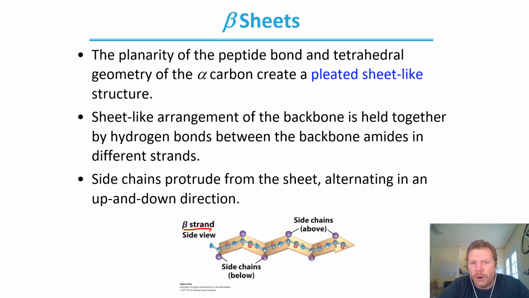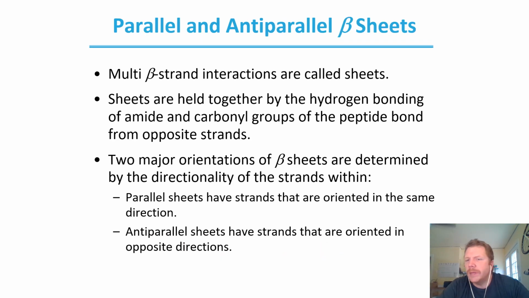Now, our groups are either going up or they're going down from one another. Now, what does this ultimately look like? Well, it has two different presentations: the parallel and the anti-parallel beta sheets. Multi-strand interactions are called sheets. So multiple beta strands come together to make a beta sheet. Sheets are held together by the hydrogen bonding of amide and carbonyl groups on the peptide bond from opposite strands.